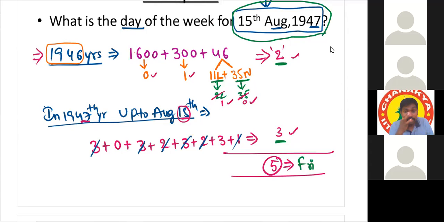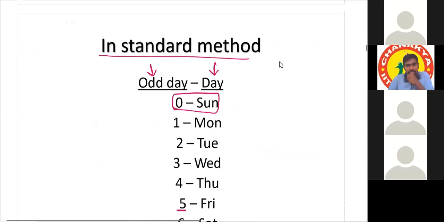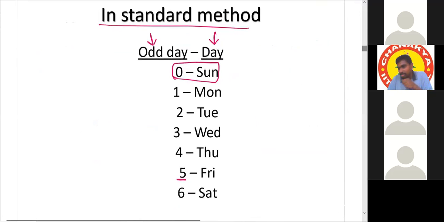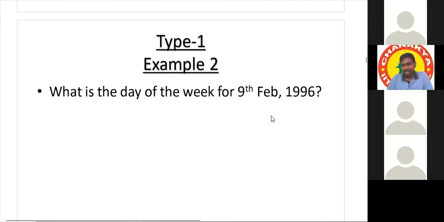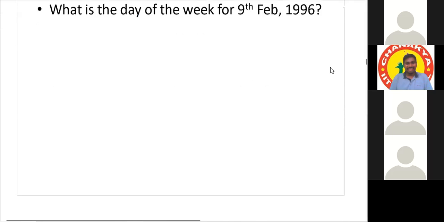Any doubt? Sir, it's written standard method. So is there some other variation also? Yeah, there is some variation in the shortcut method. We'll see that also. I will teach the shortcut method in the next class. Actually, I thought in 2 days we will complete the topic, but it has not happened. The calendar is a lengthy topic, sir. No, actually it is not lengthy, but we are making it lengthy.